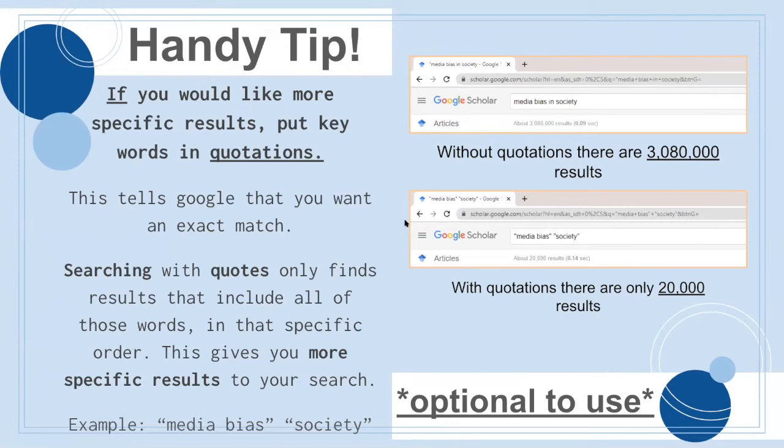As you can see to the right of the screen, the first screenshot shows when there are no quotations and there are 3,080,000 results. And then when you put it into quotations, there are only 20,000 results. Note that this is an optional usage tool. You do not have to put things in quotations, but it is helpful for narrowing down the results.